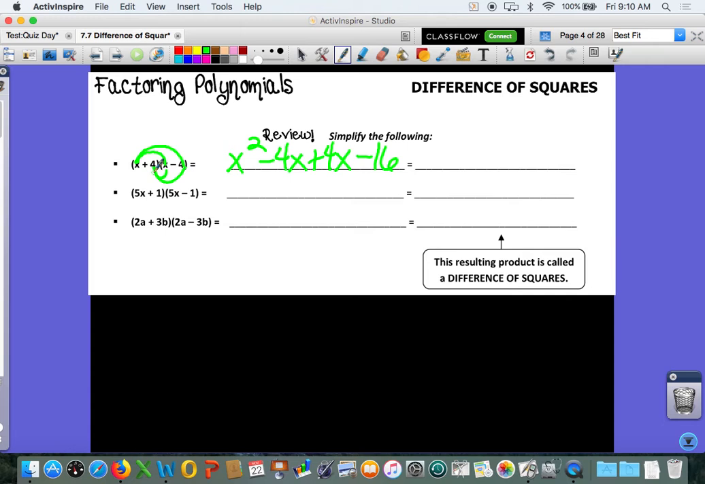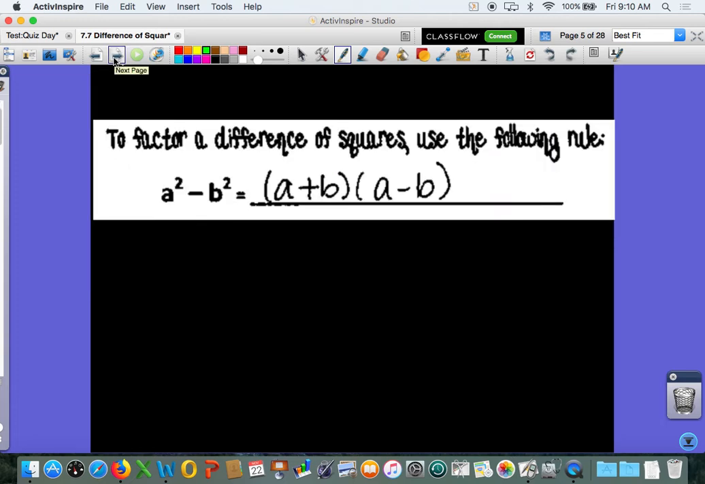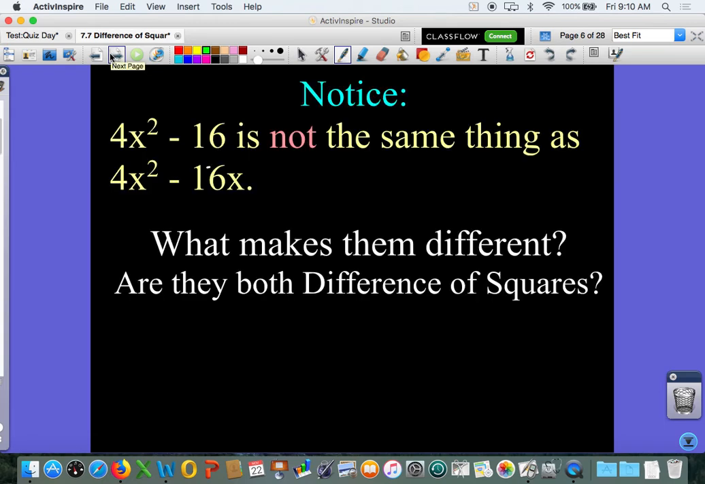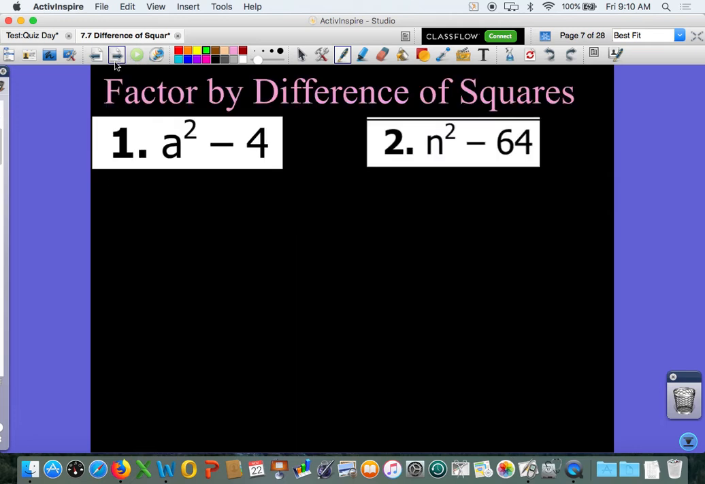Now you'll notice that the middle cancels out. We're left with x squared minus 16. Today, we're going to learn how to go backwards from this point all the way back to the original, how it looked. So let's go ahead and do that. So this is what we're going to be looking at. We are going to be creating these problems. Now, 4x squared minus 16 is not the same as 4x squared minus 16x. We're going to talk about this a little bit more later, so let's keep moving.